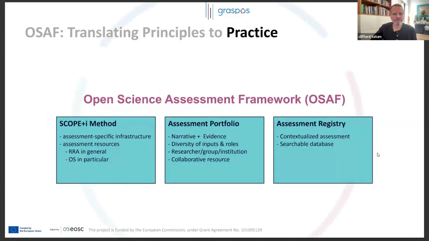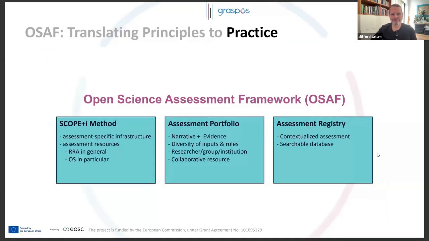So the Open Science Assessment Framework has three components: a method, an assessment portfolio, and an assessment registry. The method here we call scope plus I. The plus I means infrastructure. So we introduce assessment-specific infrastructure into the process, and that's operationalized as a number of resources like templates, guidelines, and checklists to help evaluators work their way through designing their assessment. And it's focused on responsible research assessment in general and open science in particular.